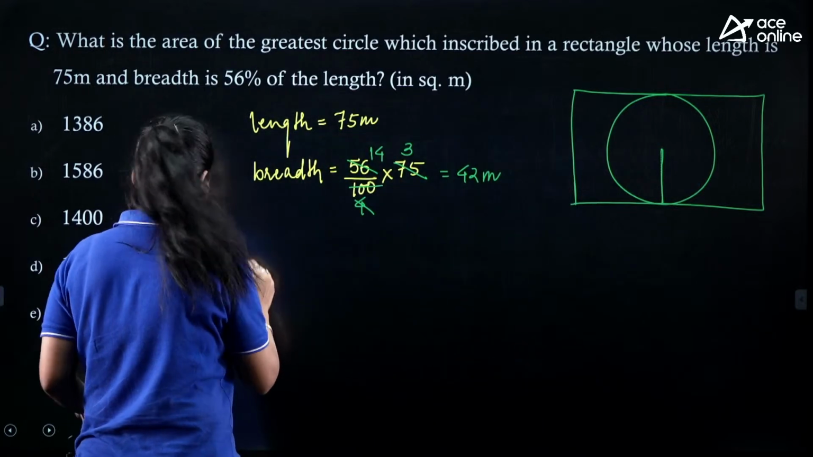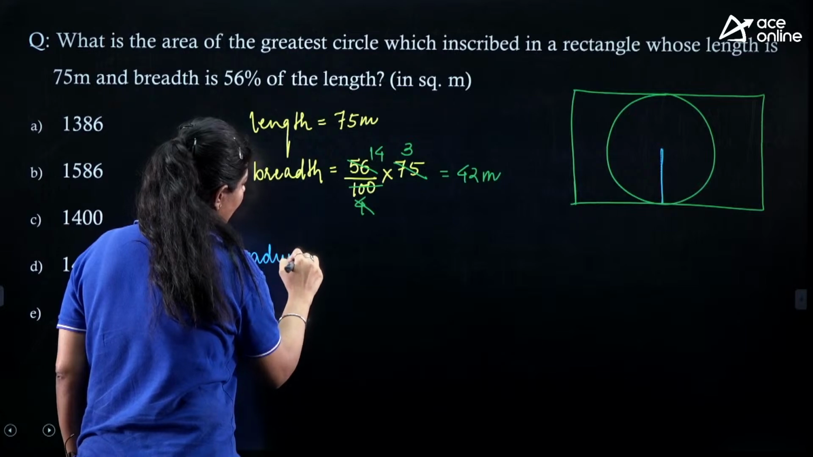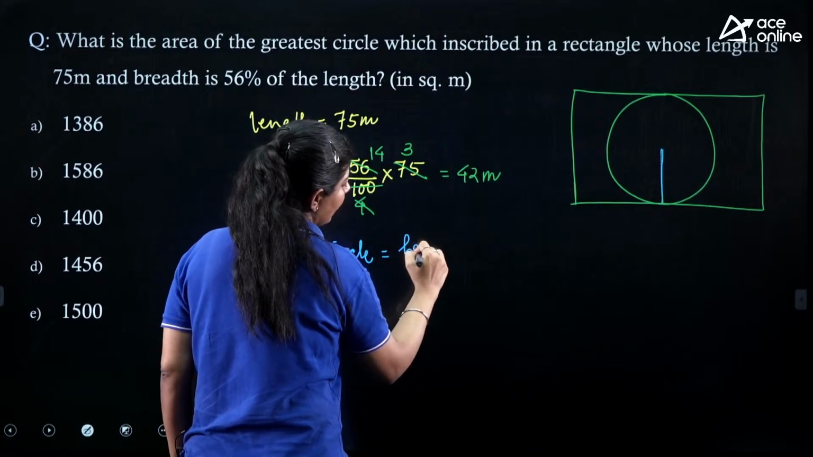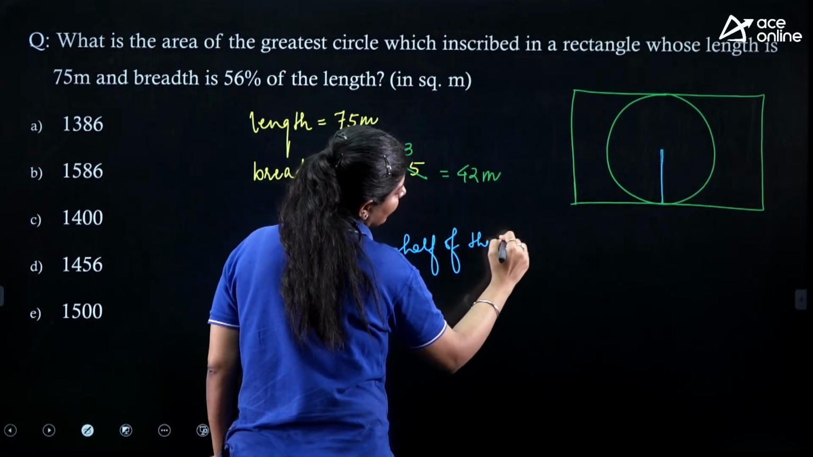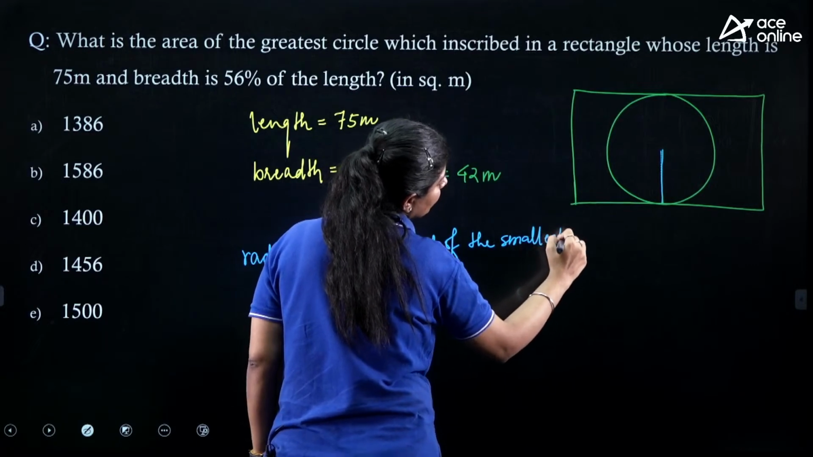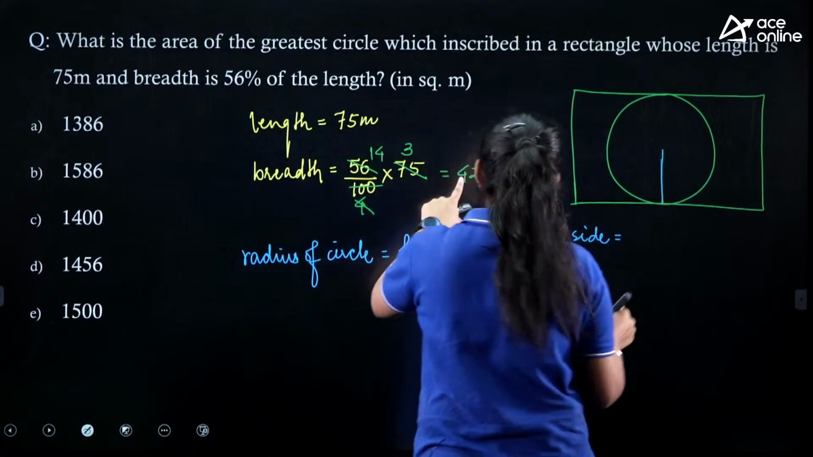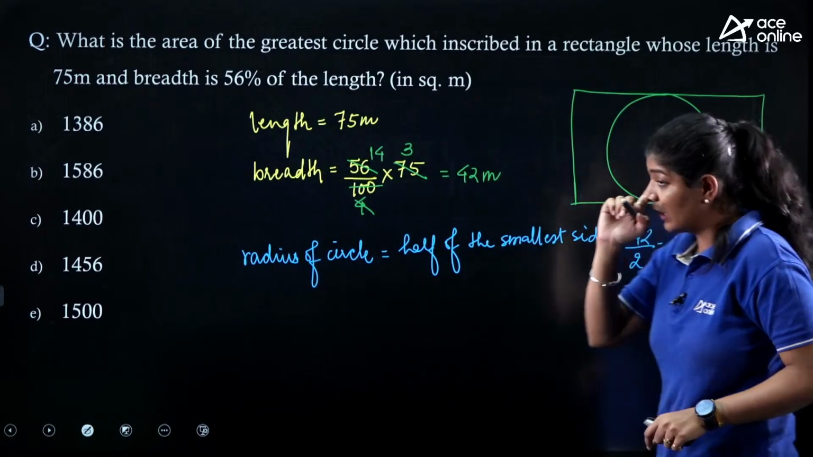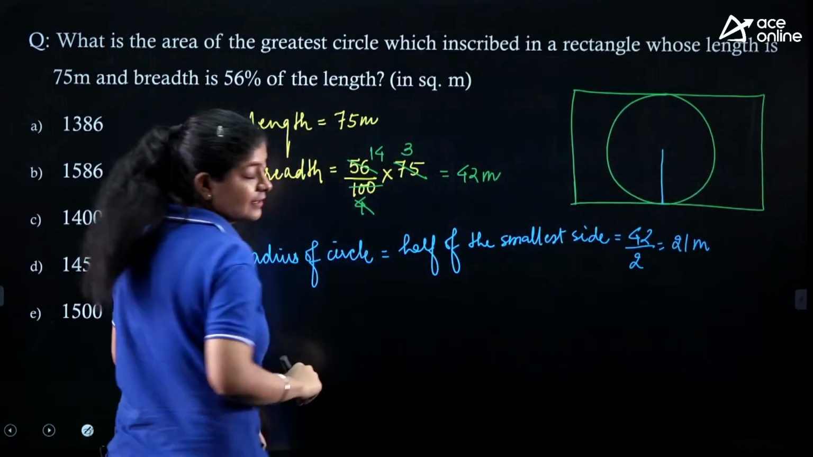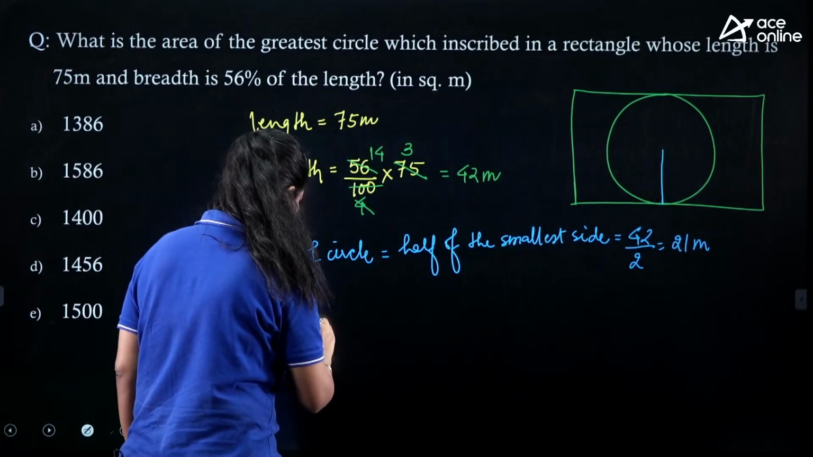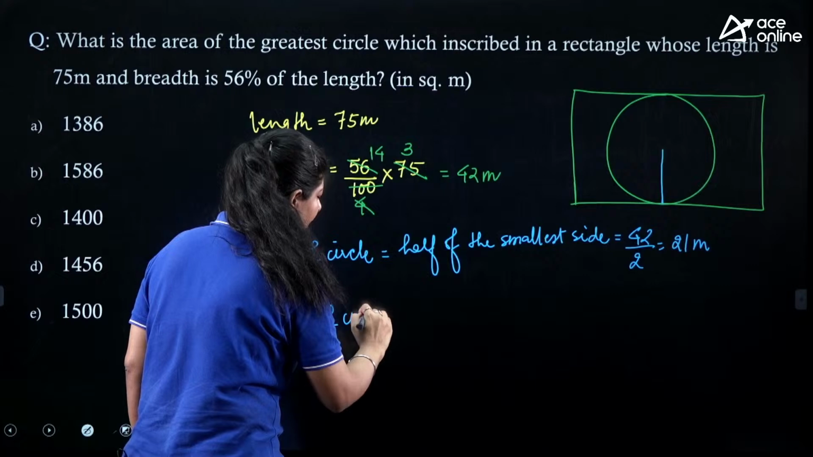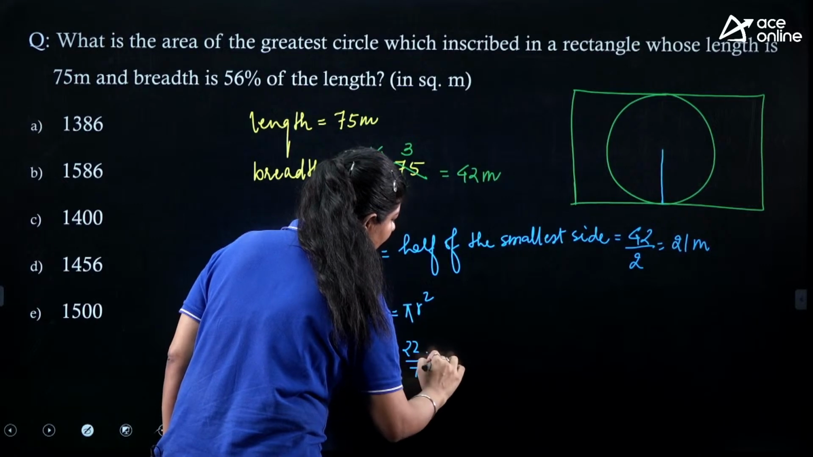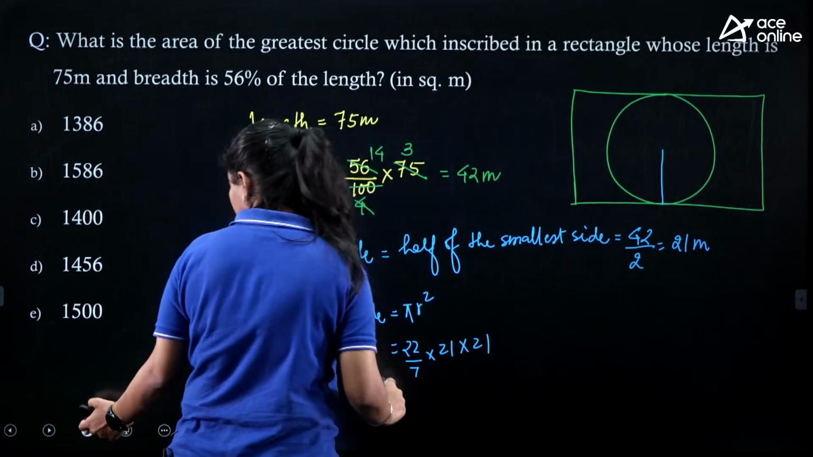If we have to write down the radius, then we can say that the radius of the circle is nothing but half of the smallest side. Half of the smallest side is nothing but 42 divided by 2, that means 21 meters. 21 meters is nothing but the radius of the circle. And now we need to calculate the area of the circle. The area of the circle is nothing but pi r square, so 22 by 7 into 21 into 21.